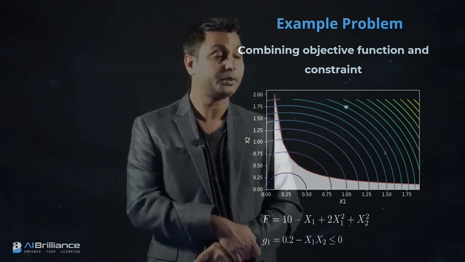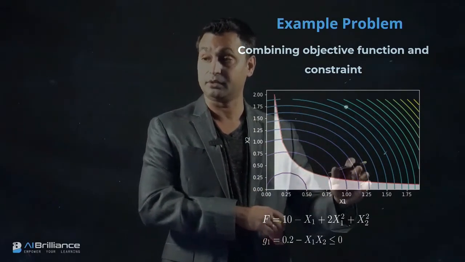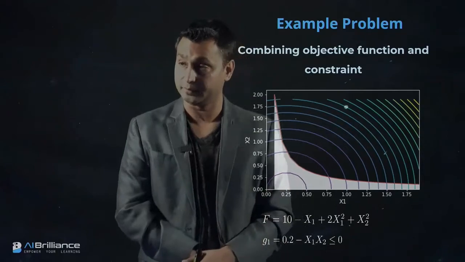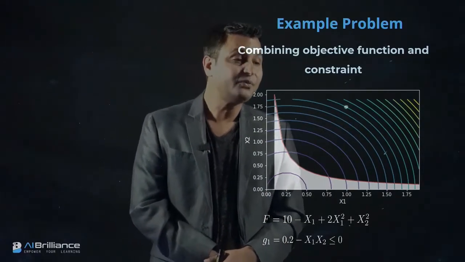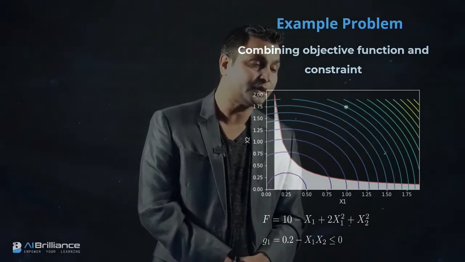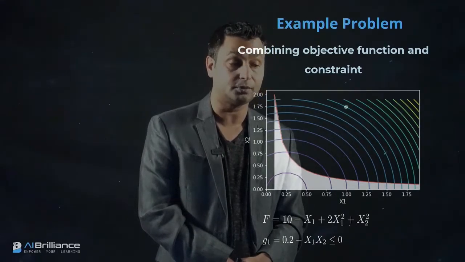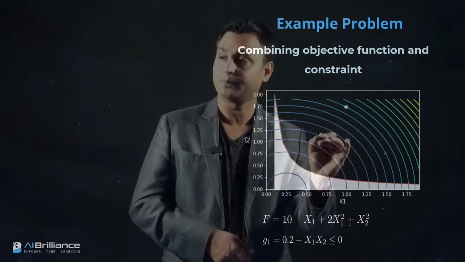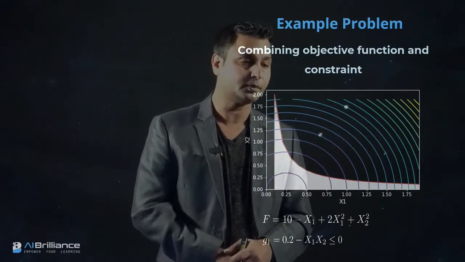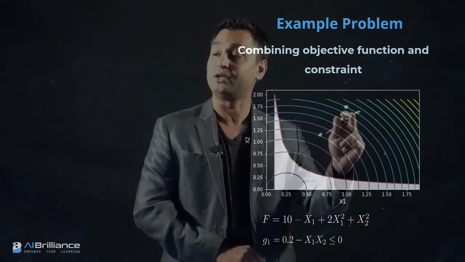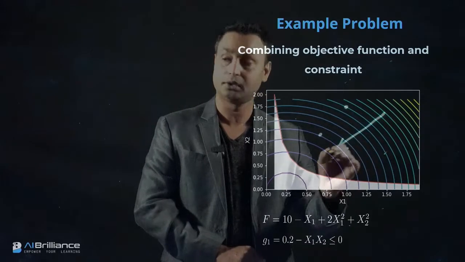Whereas if I pick a point right here, this is definitely feasible according to the constraint because it's lying on the other side of the boundary. But can we find another point in the feasible region where the objective function value is lower? The answer is yes. I can pick a point here, and this point is feasible and has a lower objective function value.